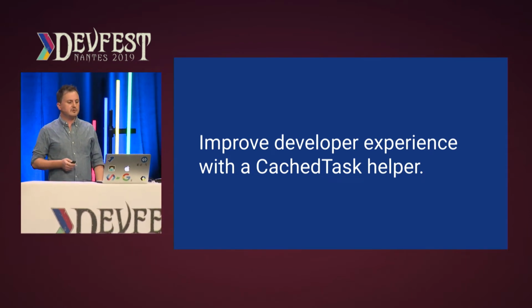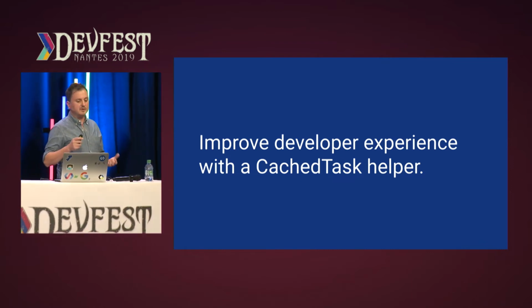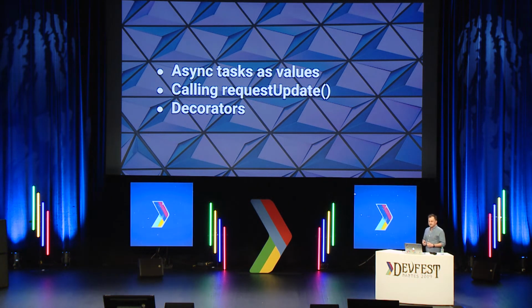So we're going to try to improve the developer experience here by creating a new helper that I'm going to call a cached task. And so when we tackle this, we're going to look at a couple other patterns. We're going to treat async tasks as values. These are first-class values that represent some work being done. And we're going to trigger the LitElement lifecycle with request update. And then we're going to look at some decorators.